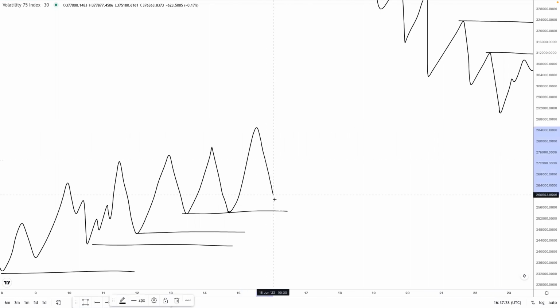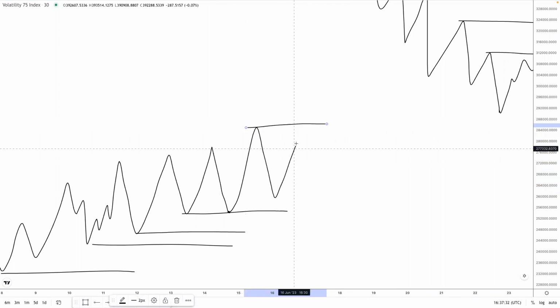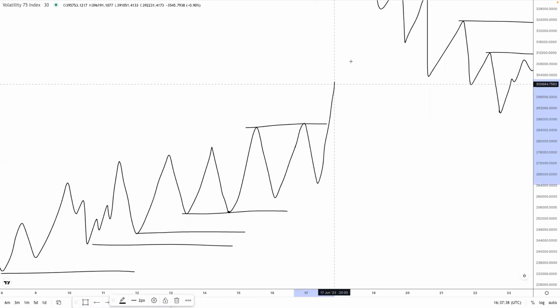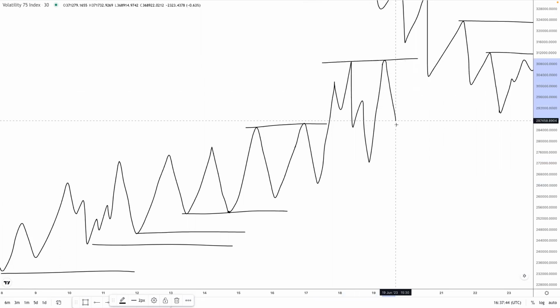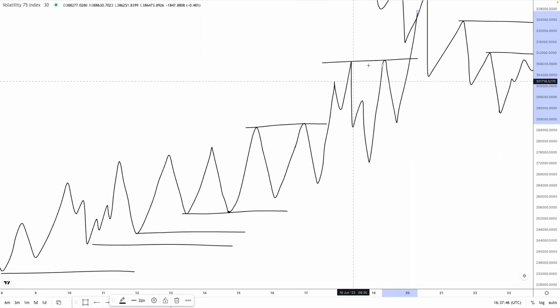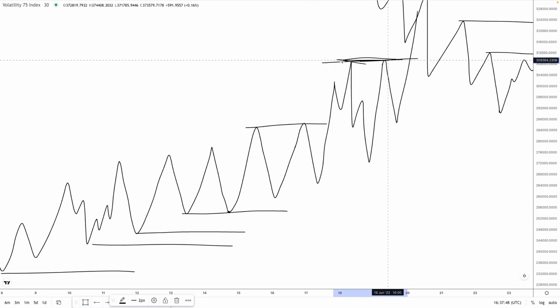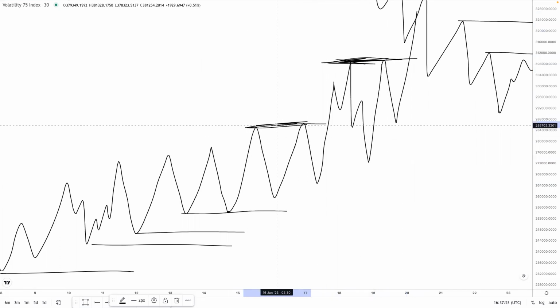So we could have this pullback, and we could have this structure retest right here. Price could respect this structure and make some lows, could make some highs. Price could respect this structure right here. Then we can make some lows in order to make some highs. So these are structure retests that oppose that trend. We usually consider them as entries for the pullbacks.